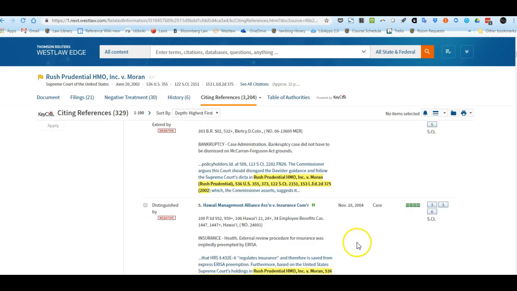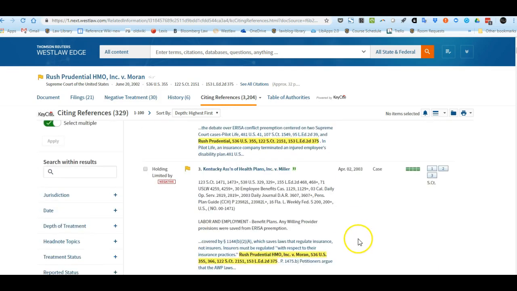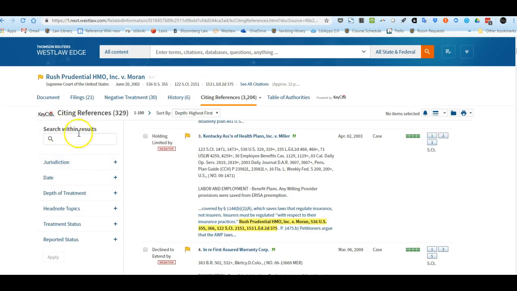Westlaw surfaces the negative on top because they figure that's what you're most interested in, but for research you might be interested in positive as well. So we could look at the treatment status filter for that, and again I'm looking at cases. If we take a look at treatment status, you can view only negative or hide the negative since we've looked at that already. We can look at depth of treatment, again how much the citing case talks about our case, talks about Rush Prudential. We saw that on Lexis as well.